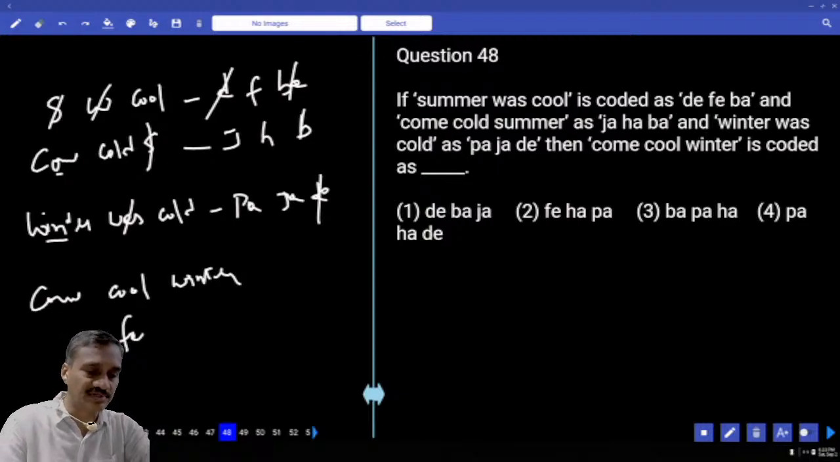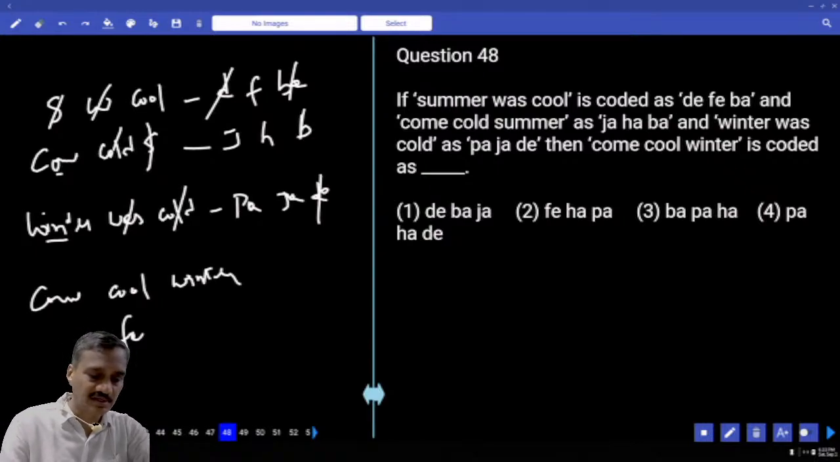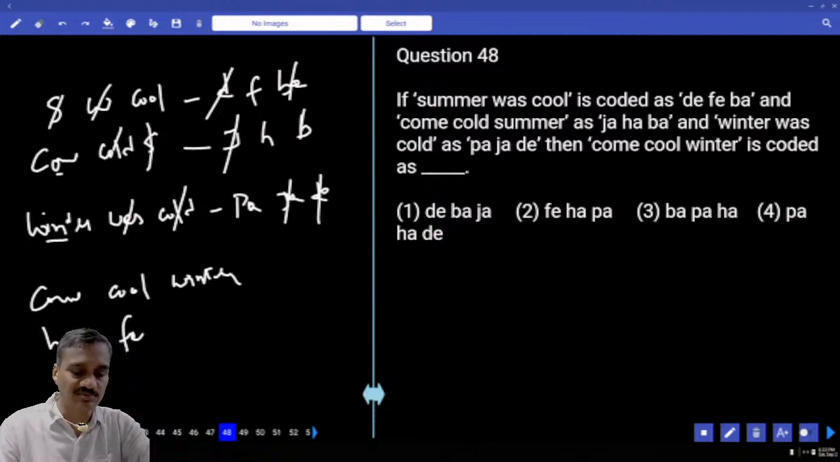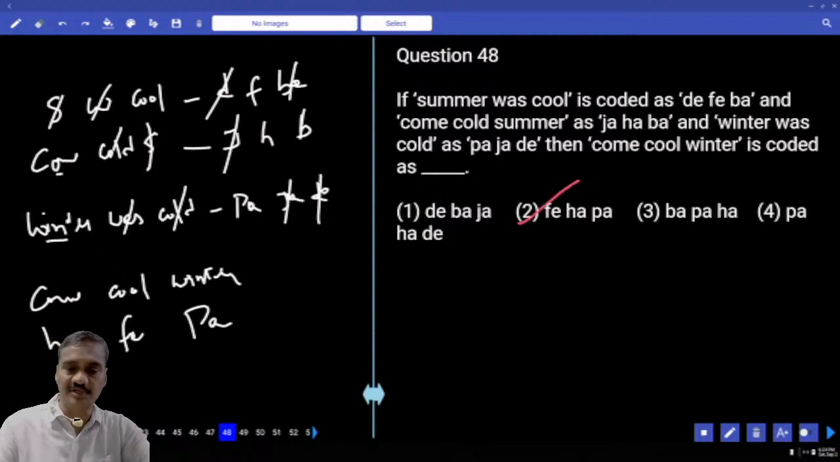And next one, winter. Now if you observe here, cold is common between these two. Cold is JA. If cold is JA, what is left over here? Come is H. And winter is how much? Winter is P. HAFAPA, in any order, choice 2, question 48.